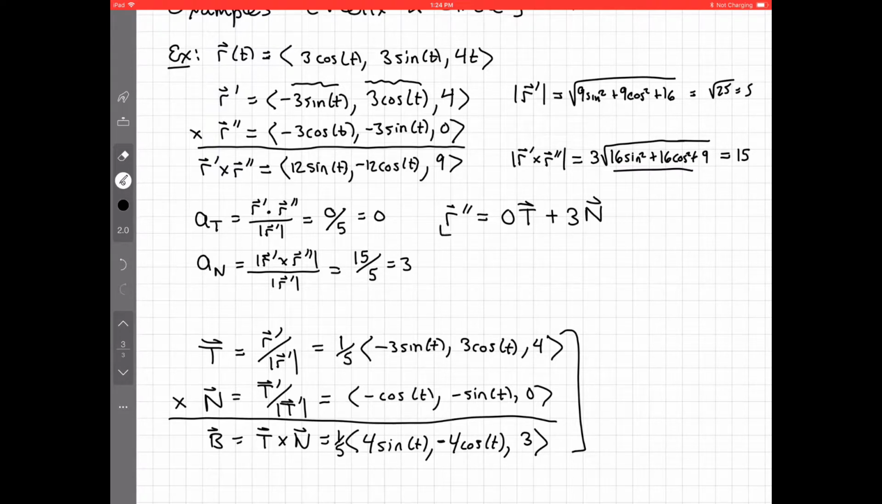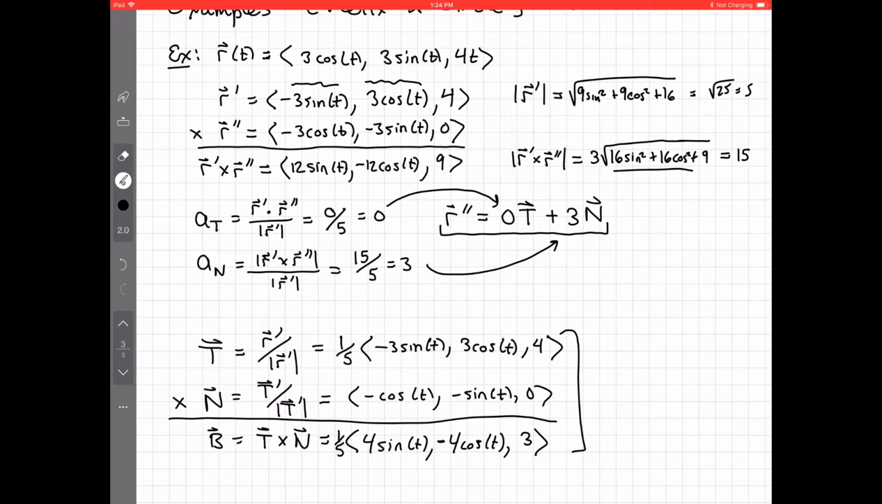So that's something special about the circular helix. And of course, if we had looked more carefully at what r double prime and what N are, we could have just gotten that without having to resort to our formulas. But I wanted to illustrate these things. Okay, how about curvature? We can go ahead and compute curvature.